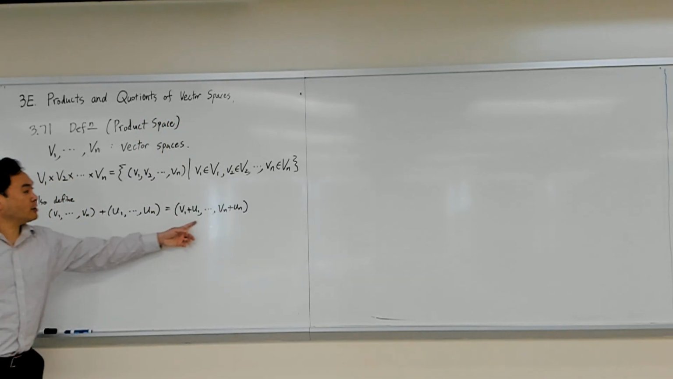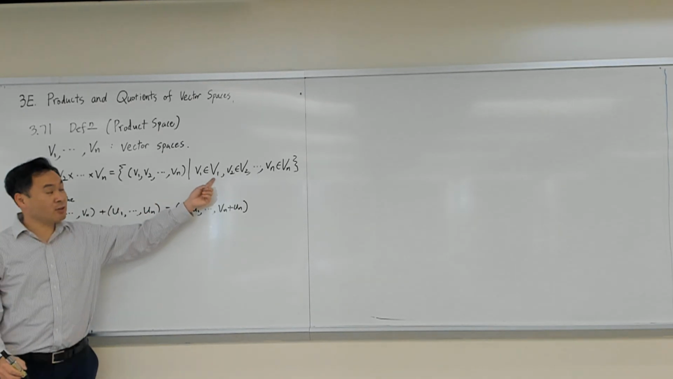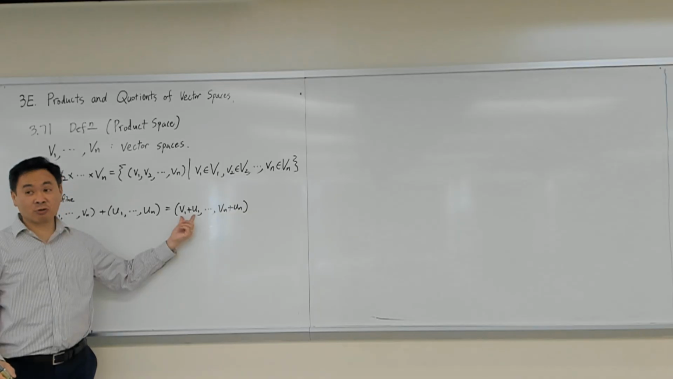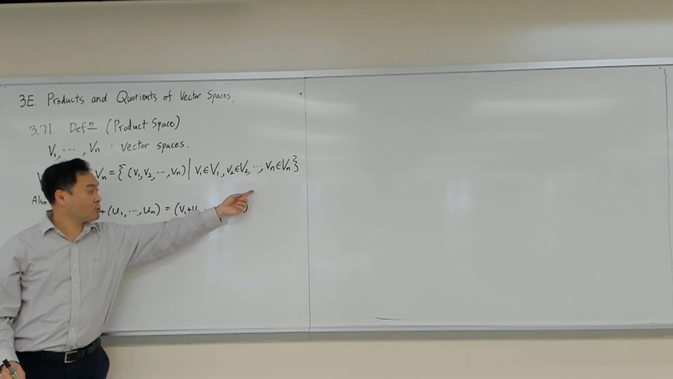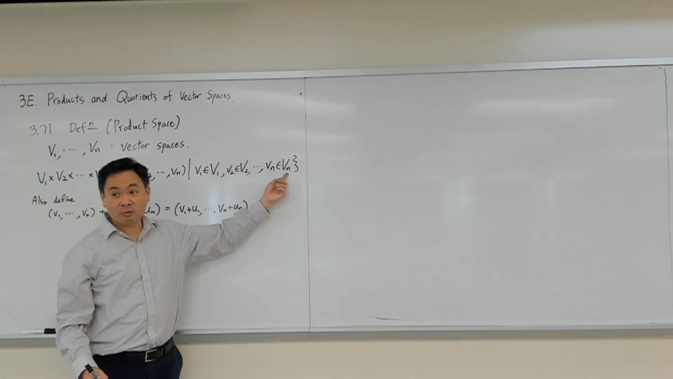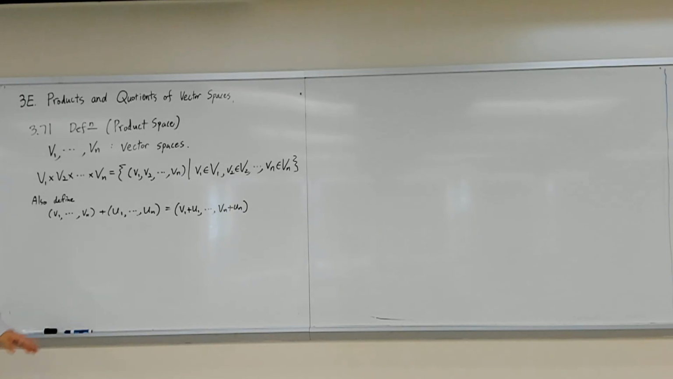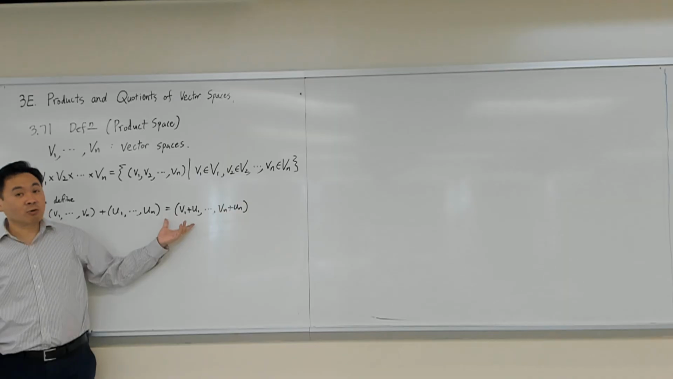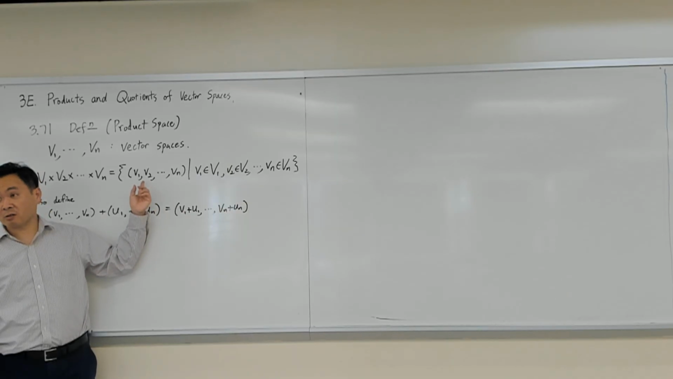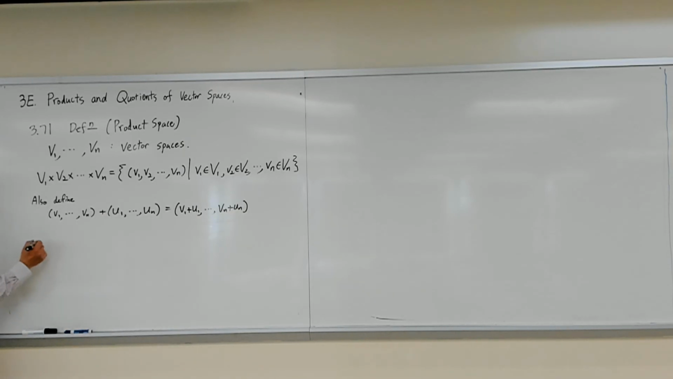So this is again in the product space because V1 and U1 are from the first vector space, so V1 plus U1 is also in the first vector space, and so on and so on. Vn and Un are both in Vn, so their sum should still be in here. And therefore, the resulting vector meets all the conditions for being in the product, right? So that's a well-defined operation on this product space.